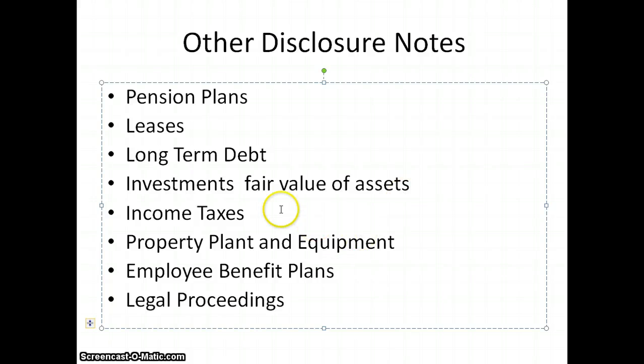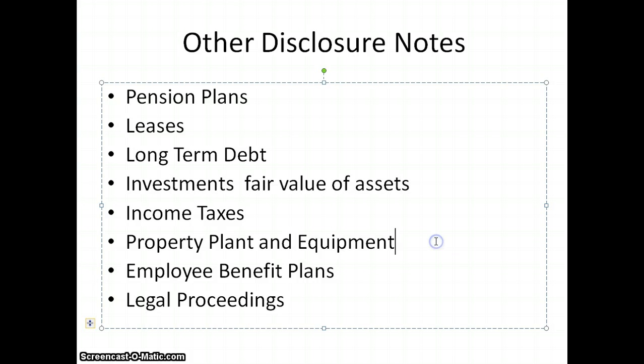Here we have income taxes. Income taxes, I'm sure as you know, for your own personal taxes are complicated. Corporate income taxes are also complicated. Here they would talk about obligations. They may talk about timing differences. They'll just discuss in general their taxes.